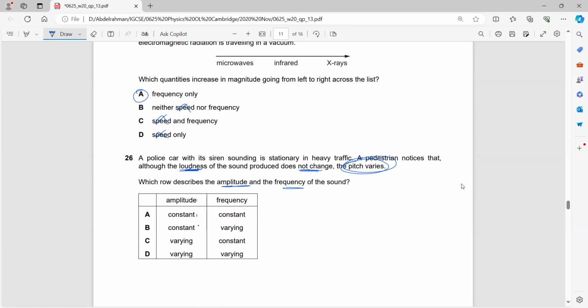The amplitude is constant. Why? Because the loudness has not changed. What about the pitch? Pitch has to do with the frequency. So when the pitch varies, the frequency varies. So the frequency is varying, but the amplitude is constant. It would be B.